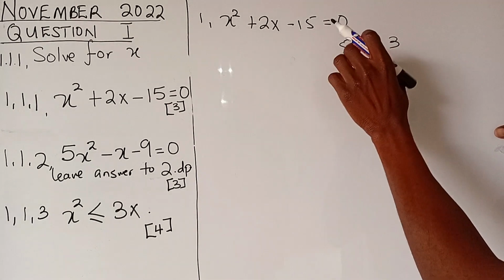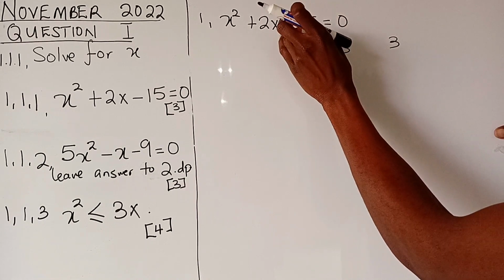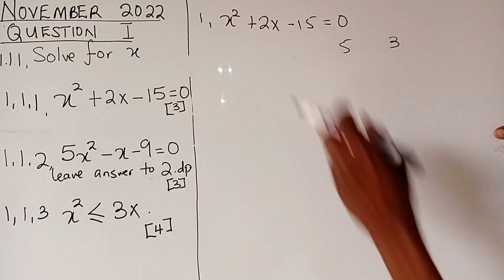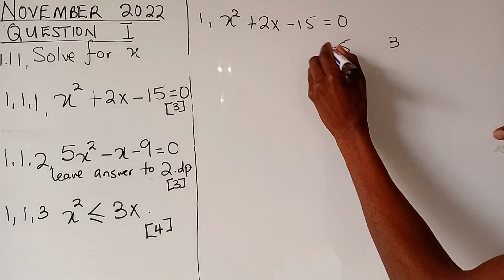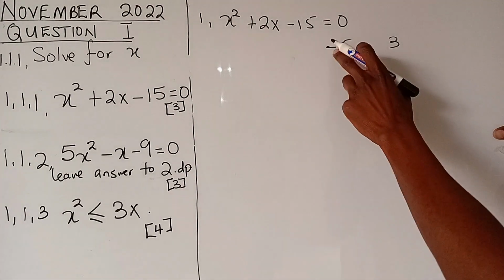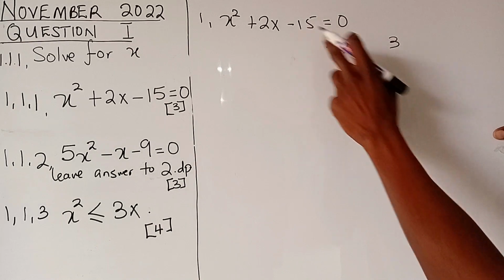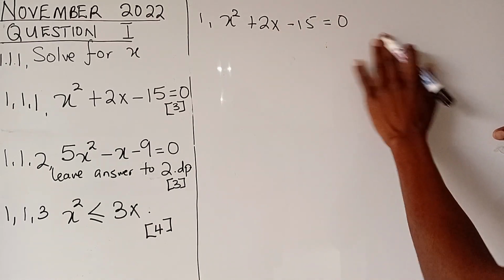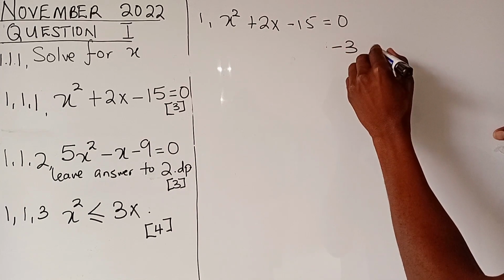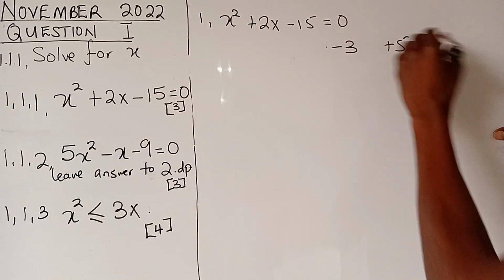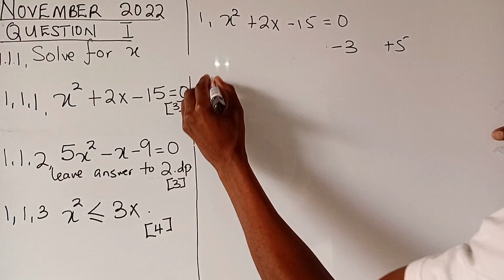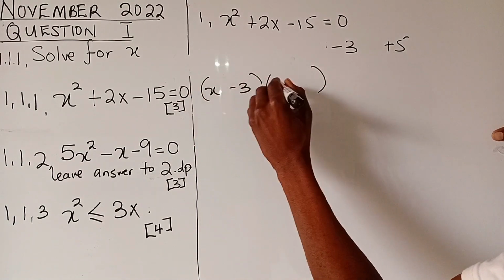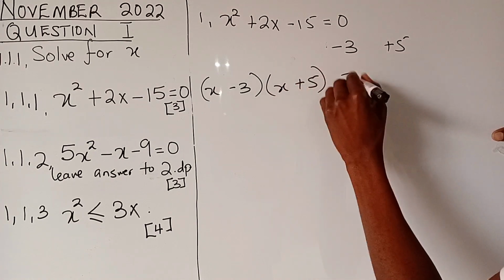Remember, I need factors that when I multiply them, I get a negative 15. When I add them, I get a 2. So if I put a minus on 5, if I say minus 5 times 3 is equal to minus 15, minus 5 plus 3 is equal to no. So it means I need to have a negative 3 and a positive 5. So once I have these factors, I create my two brackets. Then I say x minus 3, x plus 5 is equal to 0.